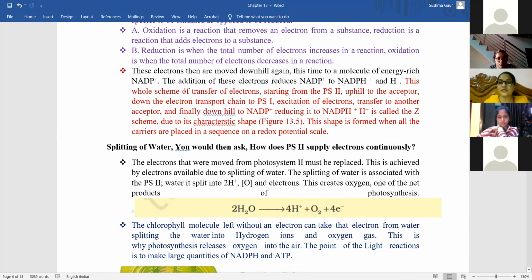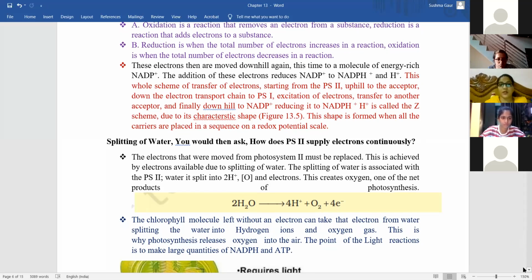So this whole scheme of transfer of electrons that starts from photosystem 2 and goes till photosystem 1 involves the excitation of electrons and the transfer to another acceptor. Then again the NADP is reduced to NADPH, and one proton is also released, or we can say formed. It occurs in a Z shape, so it is known as the Z scheme.